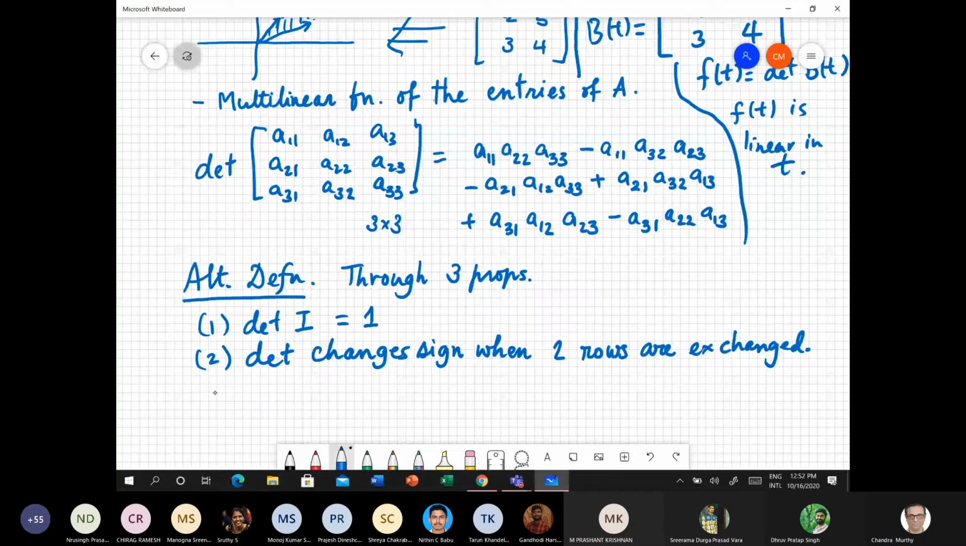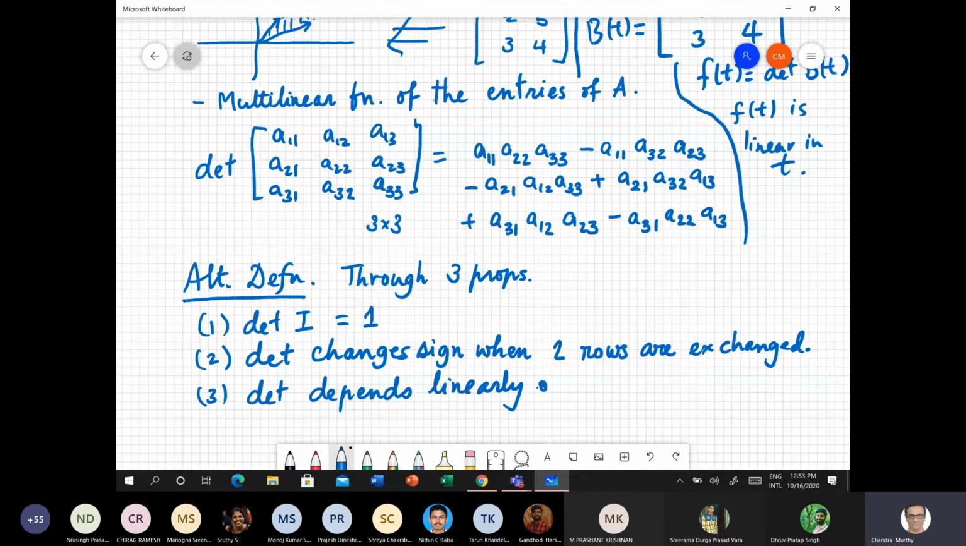And 3, the determinant depends linearly on the first row. So any function which satisfies these three properties is a valid definition of a determinant.